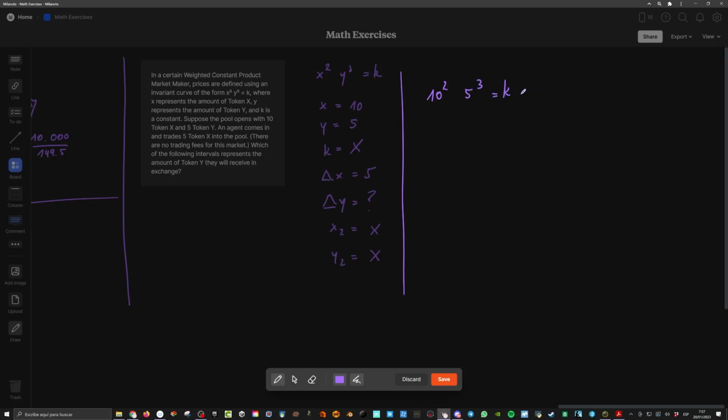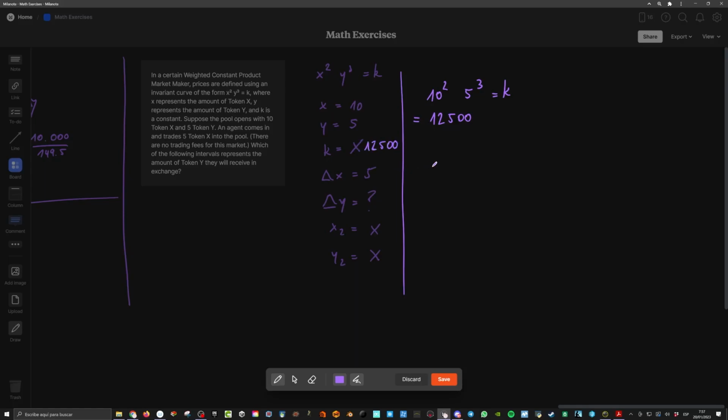Who wants to tell me what k is? Because I don't want to type this in Wolfram right now. Can someone tell me? That'll be 125 with 2 zeros, so 125,000. That'll be K. Okay, so we got K. Let me then correct this.